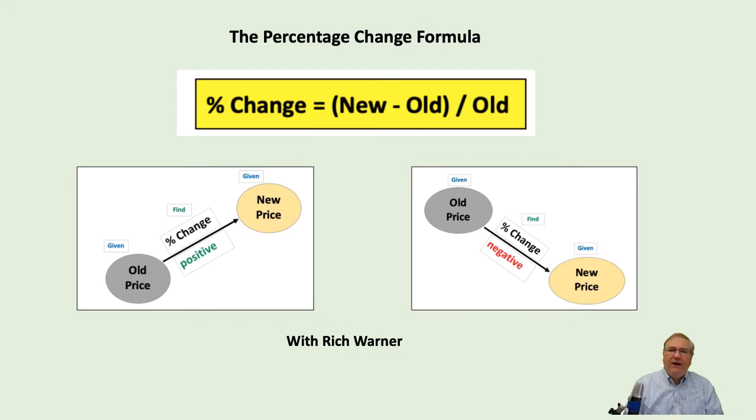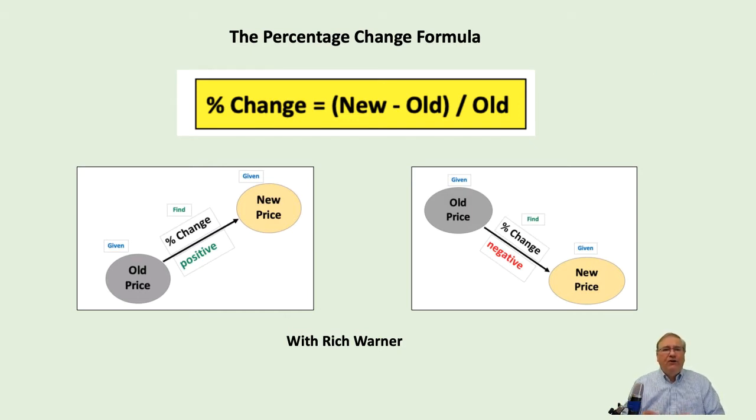Now from the two diagrams I have on the screen, you'll notice that you can have percentage change that goes up in value, in which case percentage change is a positive number, plus 25%, plus 10%, plus 100%. The prices can go up in value, valuations can go up, but they can also fall, in which case you'll have a negative percentage change.